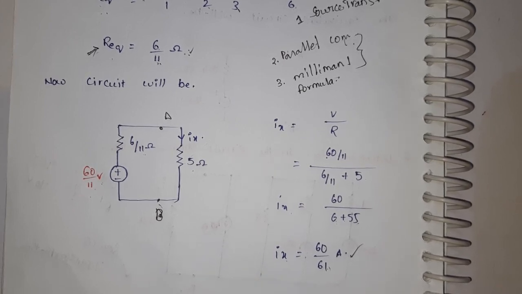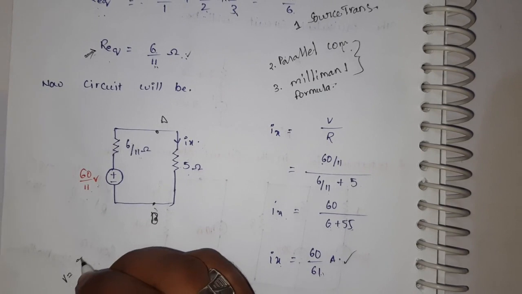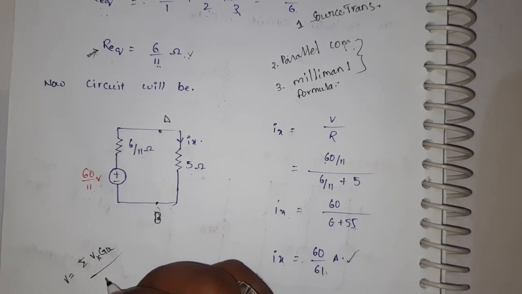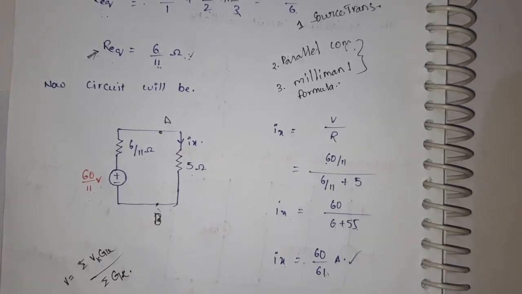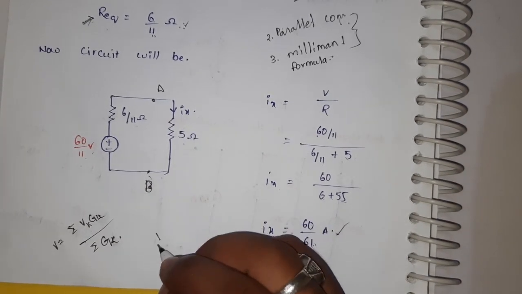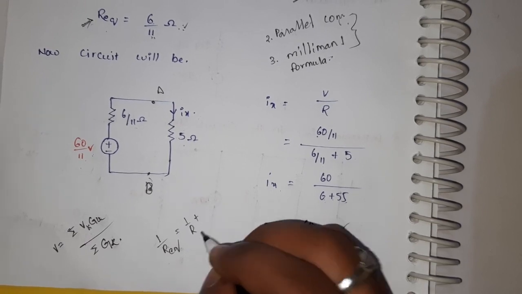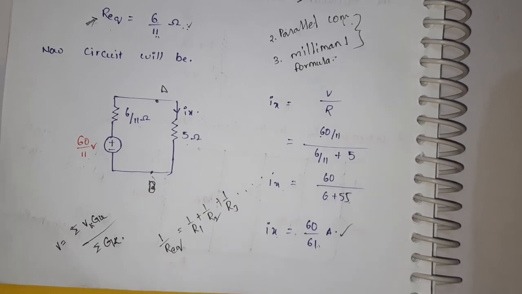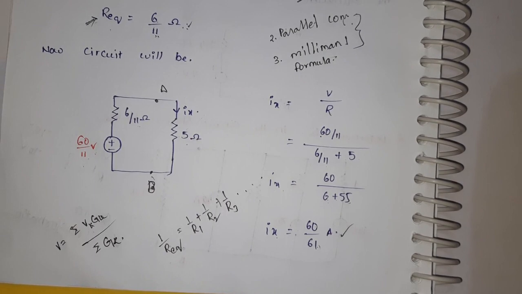Hope you understand this Millman's theorem. It is very simple. Just remember the formula, that is V equal to sigma Vk Gk by sigma Gk. This is the formula to find the equivalent voltage, and this is the parallel combination: R equivalent is equal to 1 by R, that is 1 by R1 plus 1 by R2 plus 1 by R3 and so on. These two are simple formulas, and we can easily solve problems on Millman's theorem.